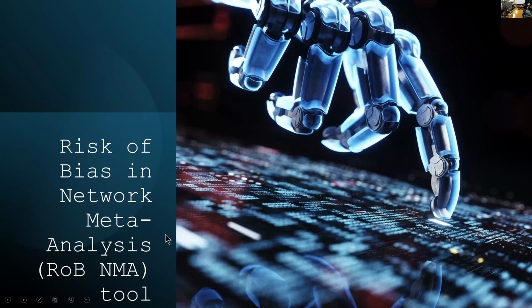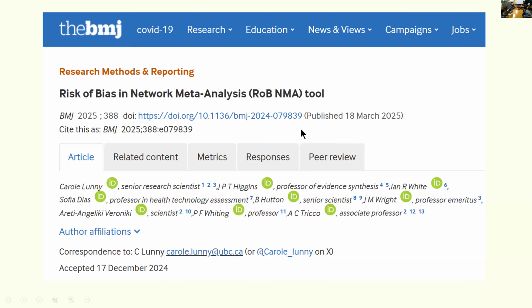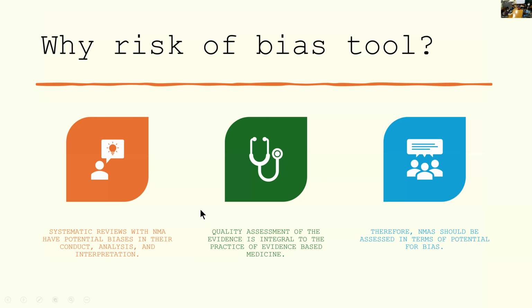Okay, so now we'll move on to the tool, which is called the risk of bias in a network meta-analysis tool, the RoB NMA tool. Now, this was published very recently in March 2025. So why do you need the tool?